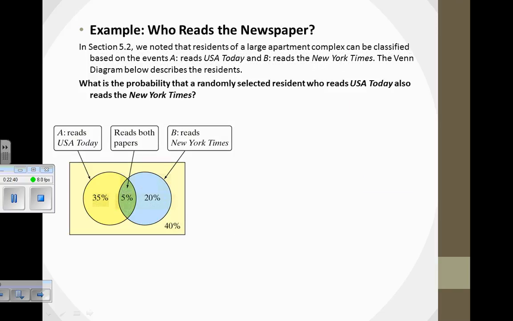All right, so here, who reads the newspaper? In section 5.2, we noted that residents of a large apartment complex can be classified based on the events: reads USA Today, reads the New York Times, and the Venn diagram below describes the residents. What's the probability that a randomly selected resident who reads USA Today also reads the New York Times? So, what's the probability that they read the New York Times given that they read USA Today, is basically what this question is asking.